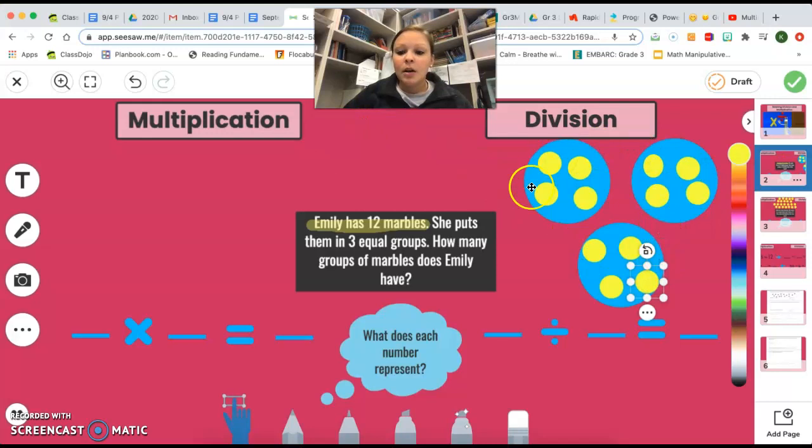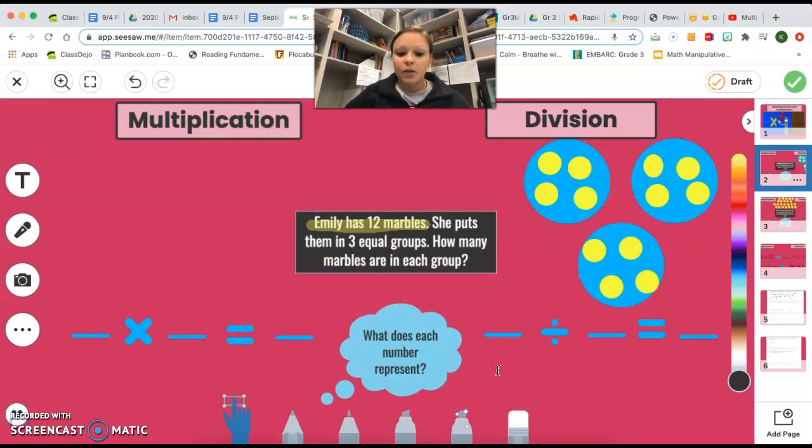So now I can tell that in each group there are 4 marbles. So now we can start filling out our division equation. We know there was a total of 12 marbles. We broke them apart into 3 equal groups. And we figured out the answer, which was how many marbles are in each group. And that answer is 4.